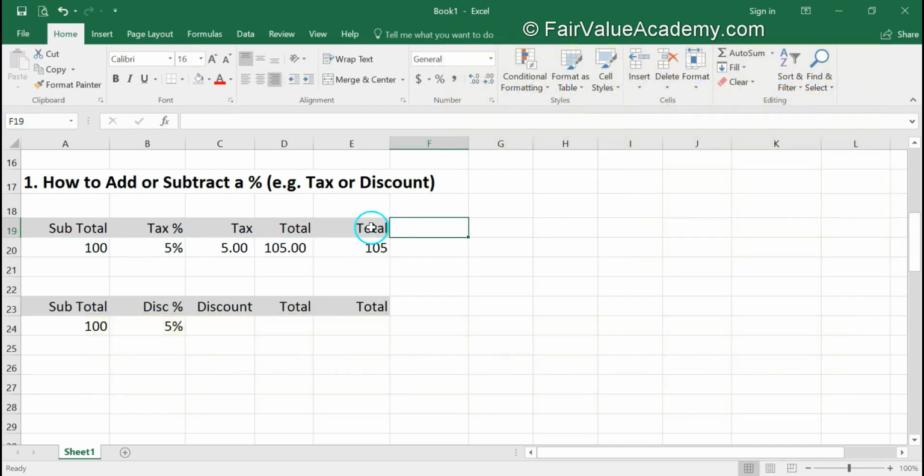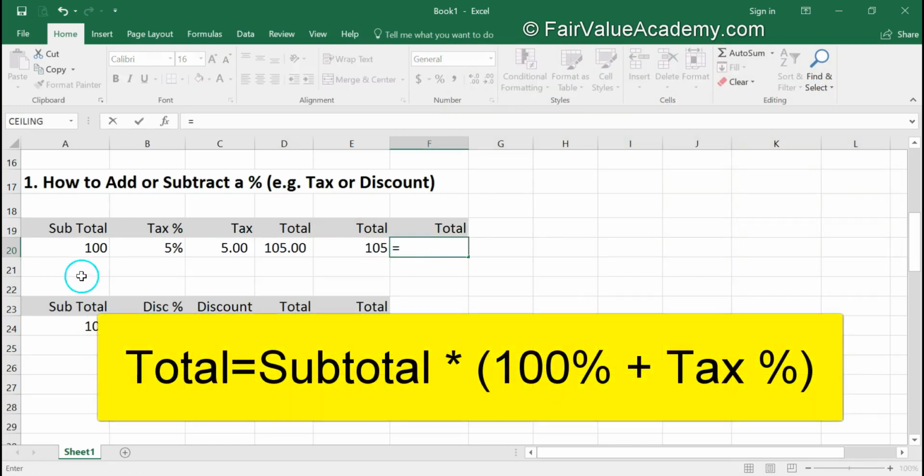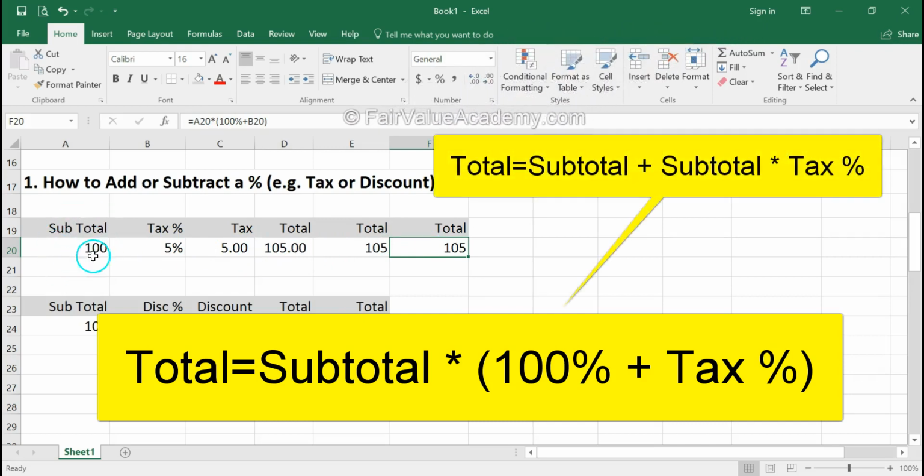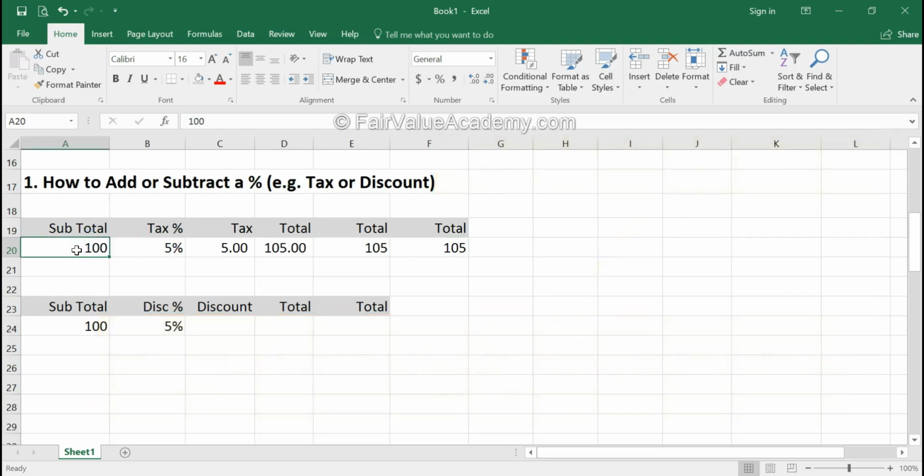There is one more method of writing the same formula, which is you take subtotal multiplied by 100% plus the tax rate, which means you are calculating 100 plus the tax rate, which is 5%, so 105% of the subtotal, which works out to be the total. How is that? Because you are taking the whole of the subtotal, which is 100% of the subtotal, and adding 5% of the subtotal to that. That's why 100 plus 5, 105%. So if you change this to say 200, then it is going to be 210.